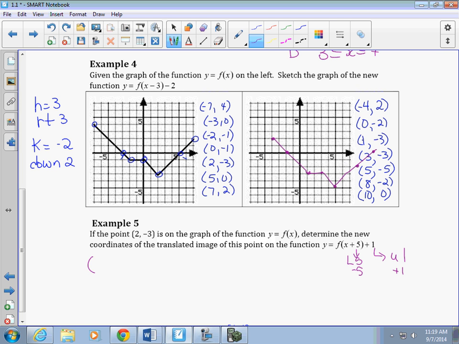So if my original was at 2, it's left 5, so that means I'm going to do, well, here actually I'll write it out like this. So going from x, y, the transformation will be at x minus 5, y plus 1. So for this point, it's going to be at 2 minus 5, -3 plus 1. So the transformed point is going to be at -3 and -2.